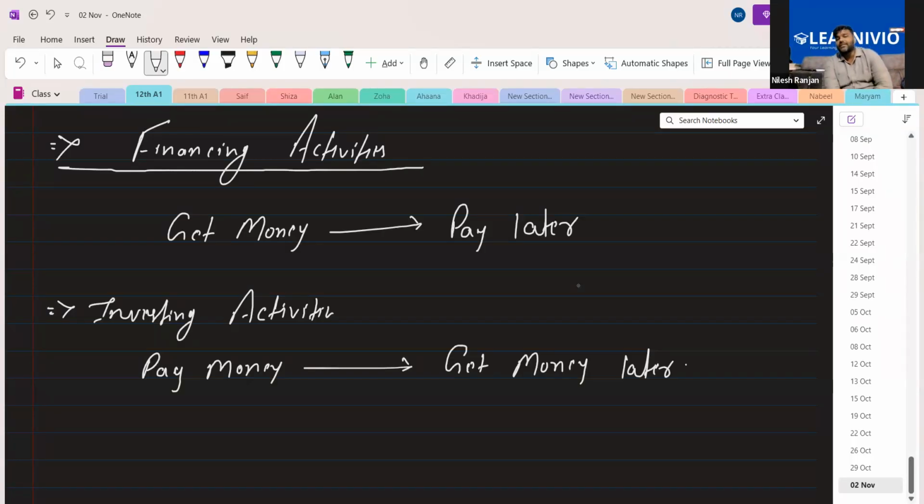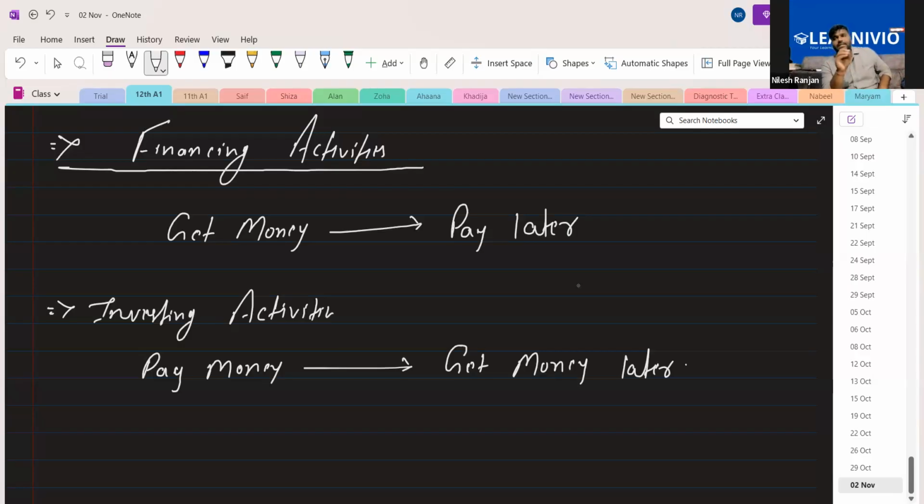It means it is investing activities. And if you get money first and you will pay later, then it is financing activities. Like you take a loan. So you're getting money first, and after that, you will pay interest or repayment of the loan. So that is pay later. So that is financing activities. In the same way, shareholders' fund, debentures, anything. You are getting money first and paying the money later. So that is financing activities. So this is one thing you can use for understanding financing activities.